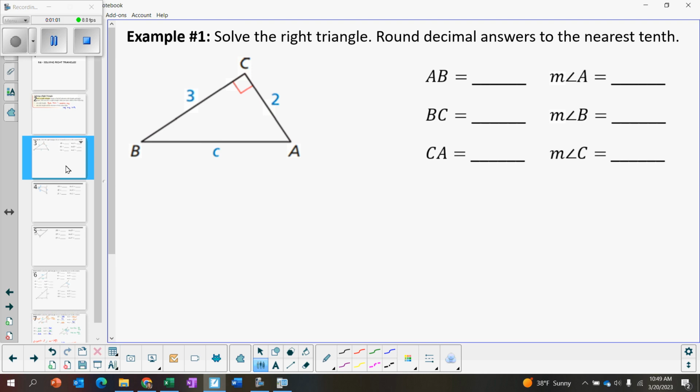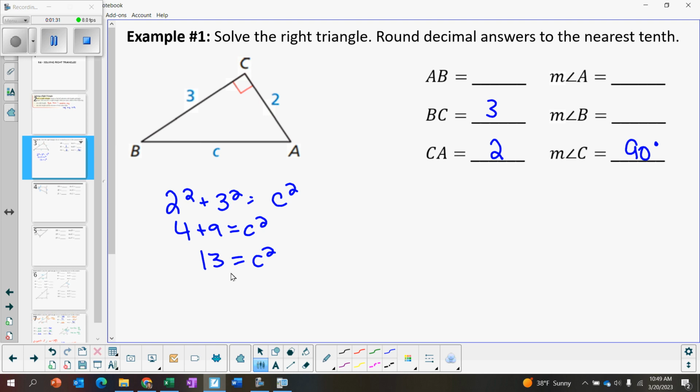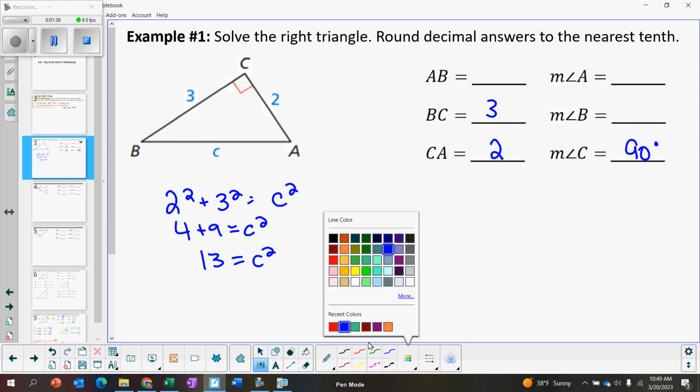So in our first example here, we want to solve the right triangle. So I'm going to fill in what I already know. I know angle C is 90 degrees. I know AC is 2, and I know BC is 3. So I need to find these other three things. I'm going to find AB by doing the Pythagorean theorem. That's going to be 2 squared plus 3 squared equals c squared. So 4 plus 9, we get 13 equals c squared. And when I take the square root of that, I get 3.6. Let's even do that in a different color. So we found that and we weren't given that.